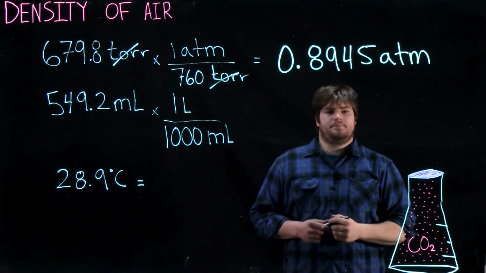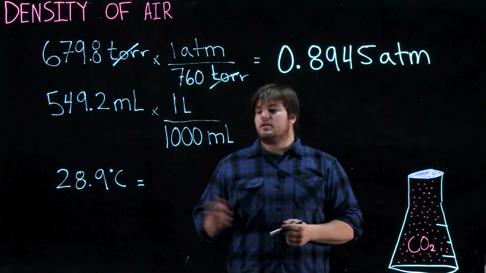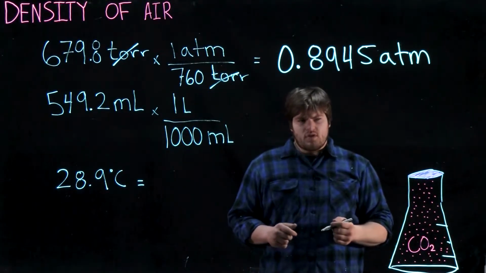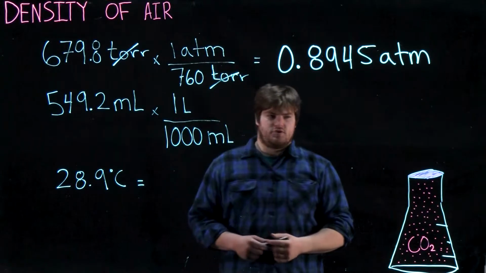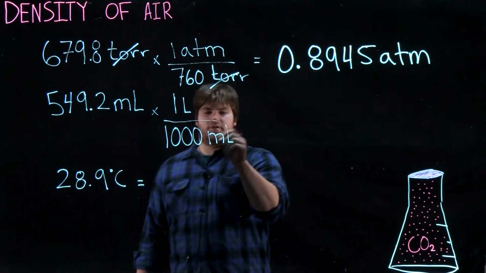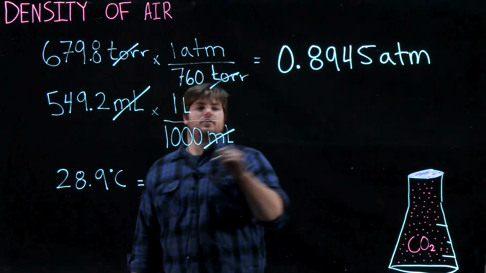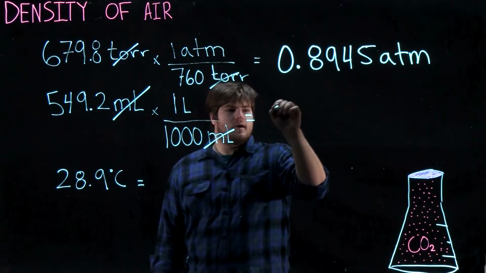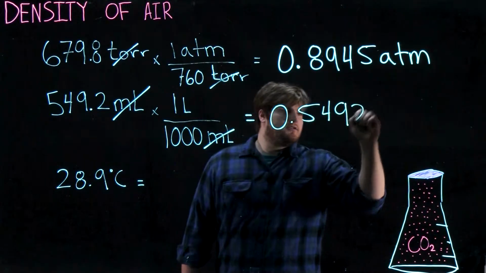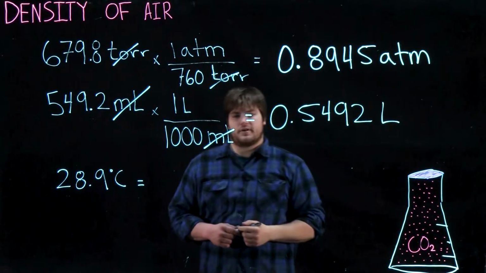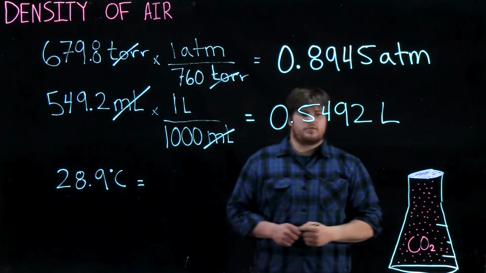And then to convert our milliliters into liters, we said the volume of our Erlenmeyer flask was 549.2 milliliters. We know that there's 1,000 milliliters per liter, so then our units cancel, and we end up with 0.549 liters. Those can be plugged into PV equals nRT now because they're the correct units.